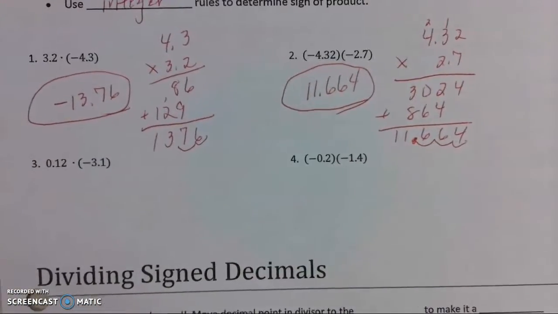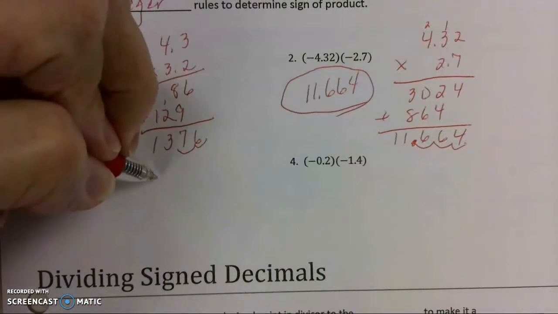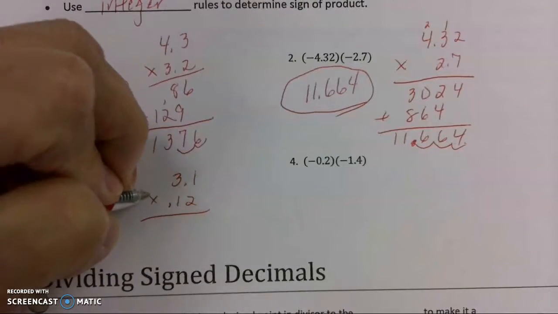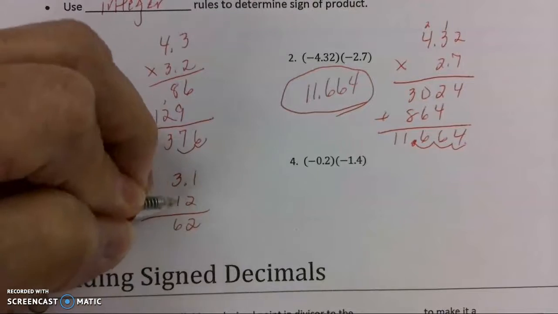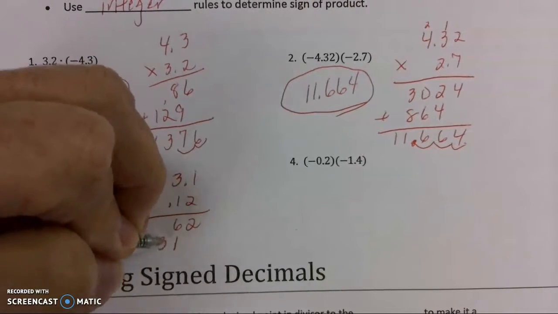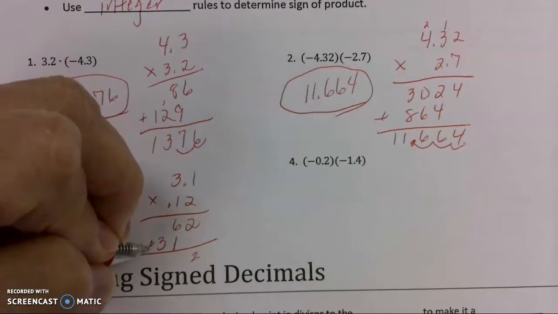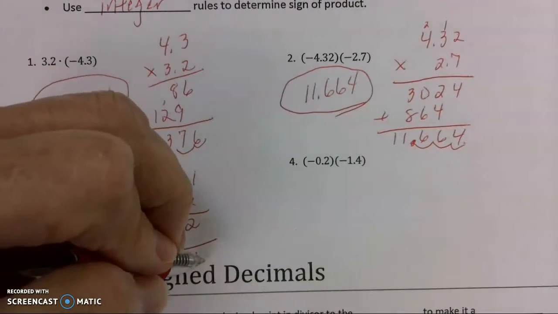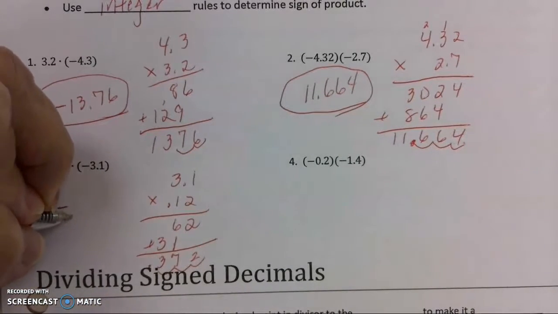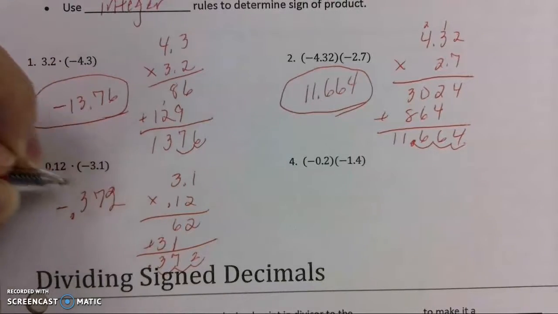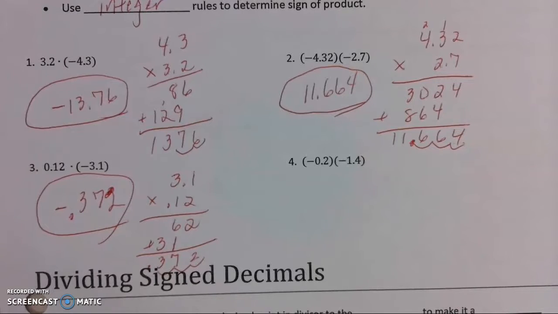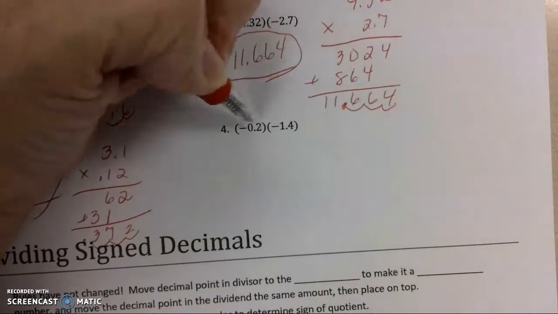Okay? Number 3. I know my answer is negative. So now I just need to do the computation. 3.1 times 1.2. 2 times 1. 2 times 3. 1 times 1. 1 times 3. Add. Count your decimal places. 1, 2, 3. Move my decimal point. Negative 0.372. And that's a 2 there. Negative 0.372.